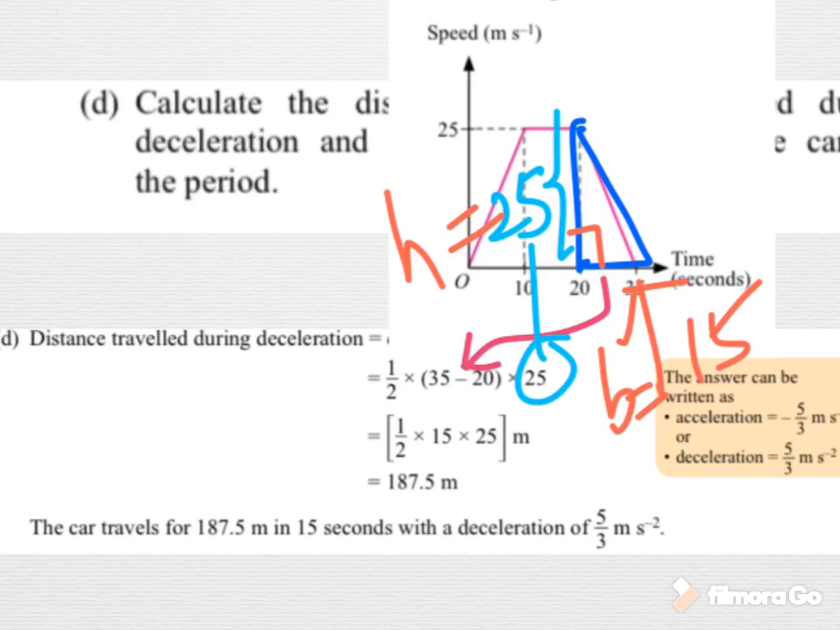When you write deceleration, you cannot put a negative, because the word deceleration itself means negative. So a deceleration of 5 over 3 meters per second per second is actually equal to negative 5 over 3 meters per second per second.